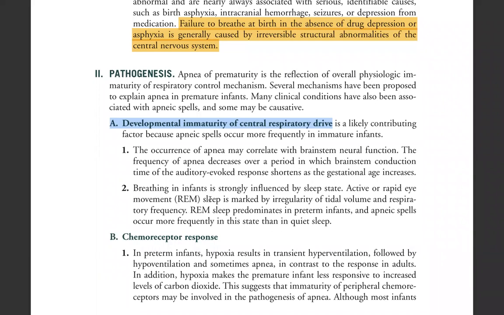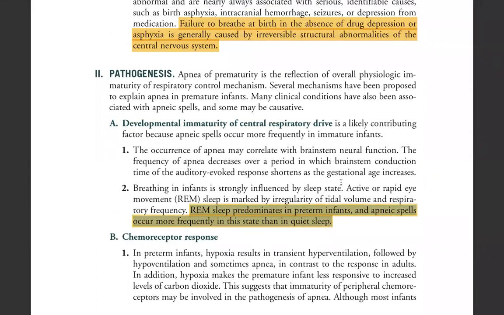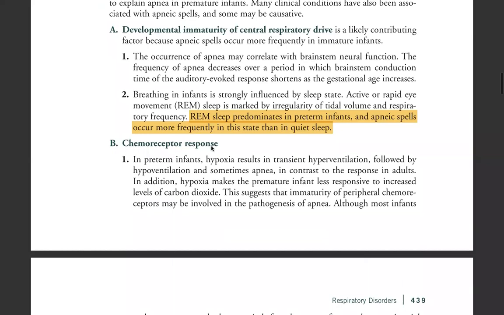And then is REM sleep. Active REM sleep is marked by irregularity of tidal volume and respiratory frequency. So preterms will have predominantly REM sleep. That's why preterms more often have apnea in the state of sleep. So predominantly REM sleep is more in preterms, and developmental immaturity of respiratory drive. These are two things.